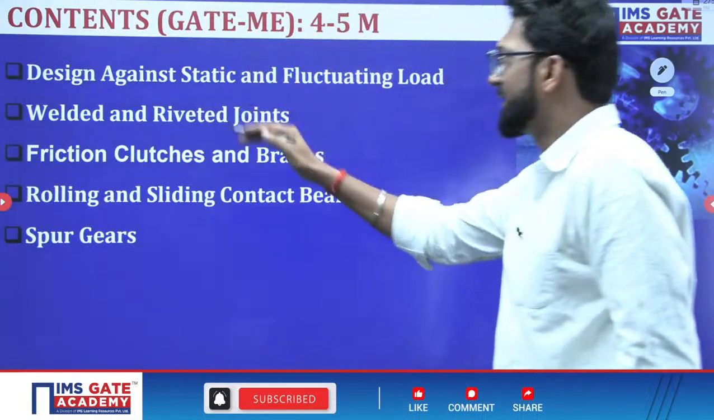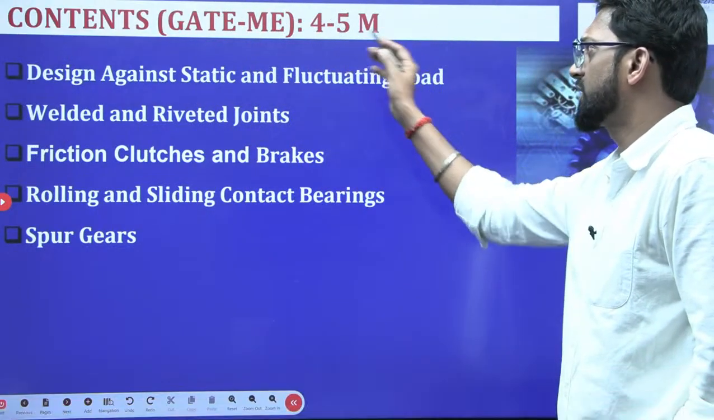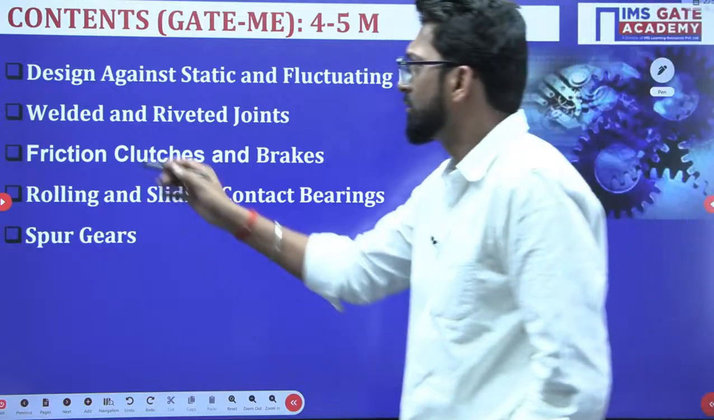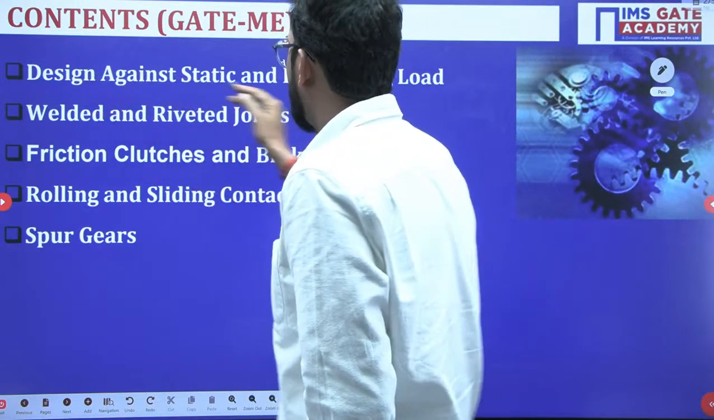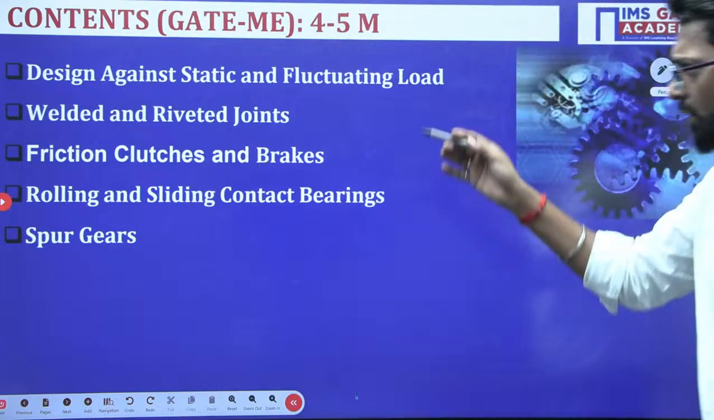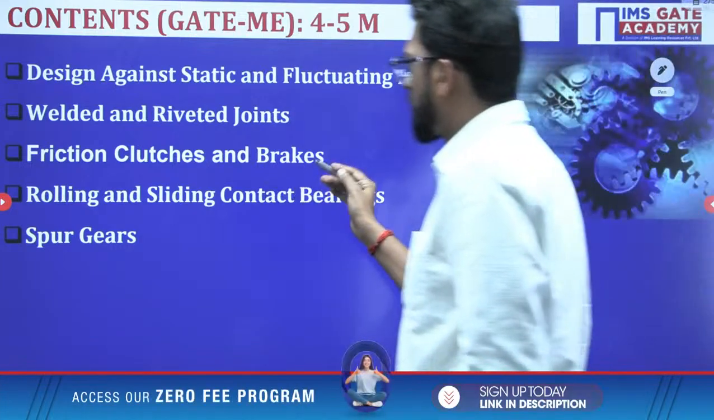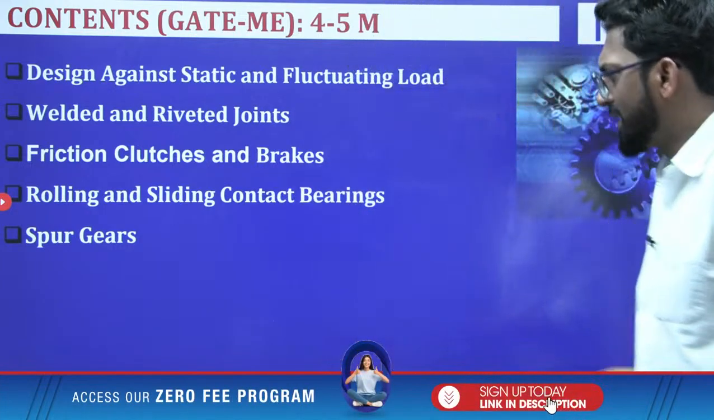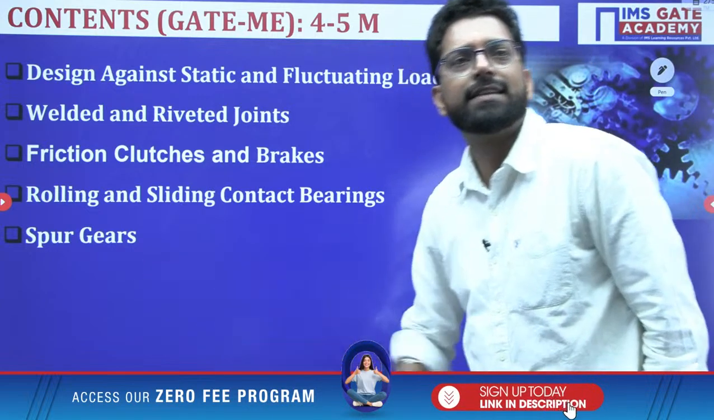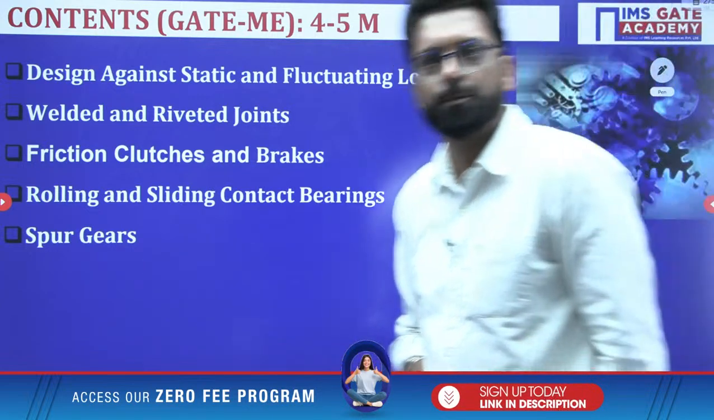Before that, this is our content part. That subject is 4 to 5 marks. In this, we have to discuss design against static and fluctuating load, welding and riveted joint, friction clutch and brake, rolling and sliding contact bearing, and design of spur gear. Design of spur gear we will discuss.